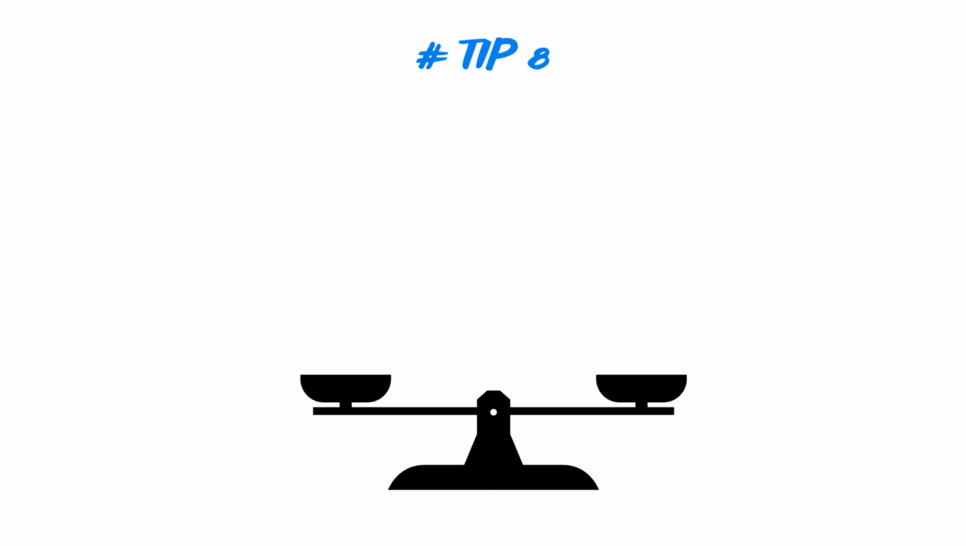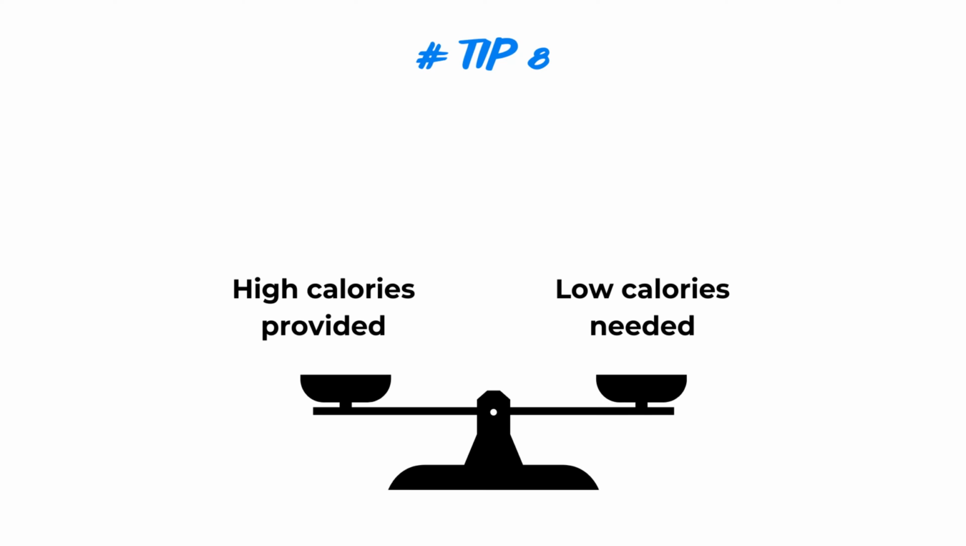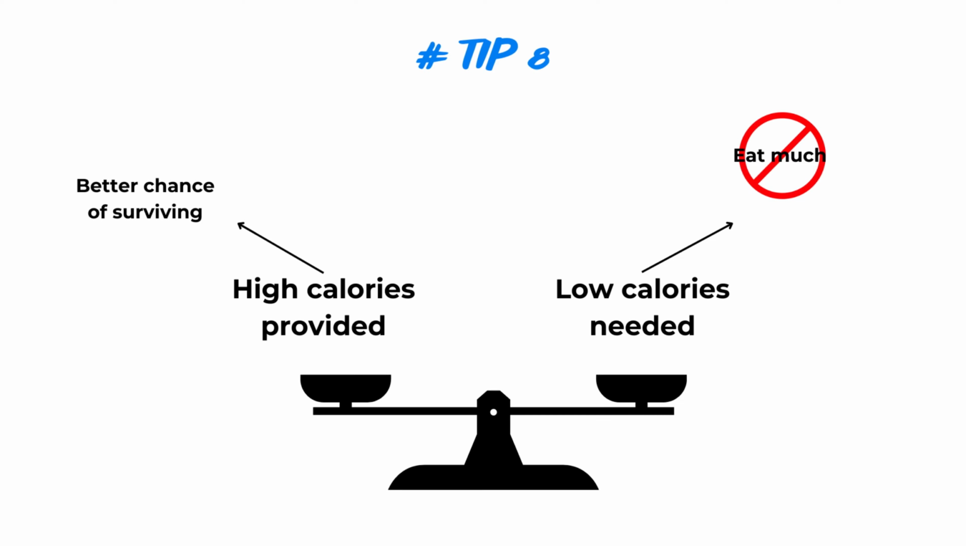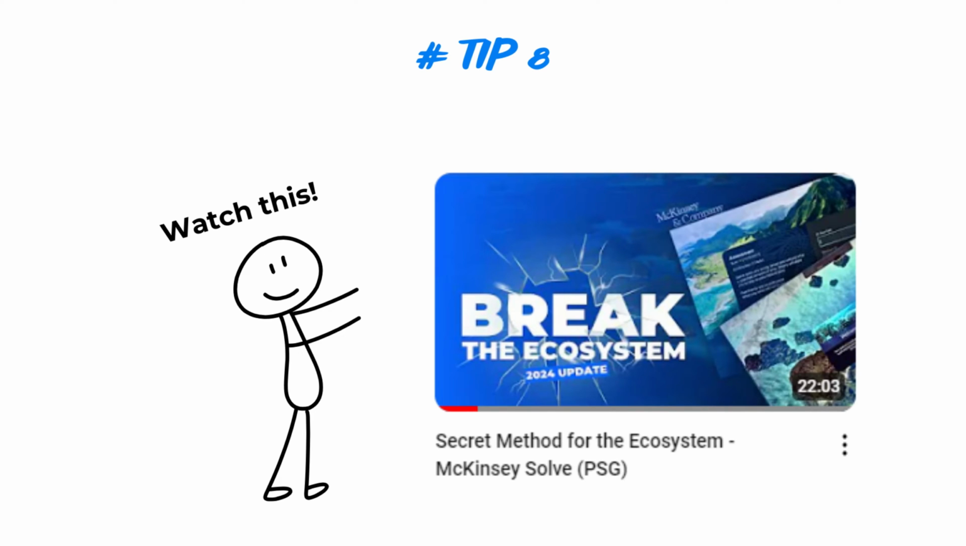To make this simple, you can prioritize species with high calories provided and low calories needed. Species with high calories provided have a better chance of surviving. Meanwhile, species with low calories needed won't have to eat much to live, indirectly helping eaten species have a better chance of survival. To learn more about this strategy, watch this video on how to break the ecosystem building game.